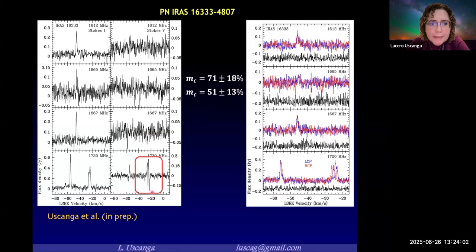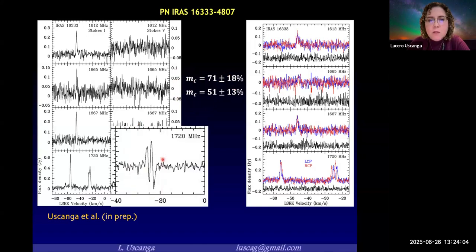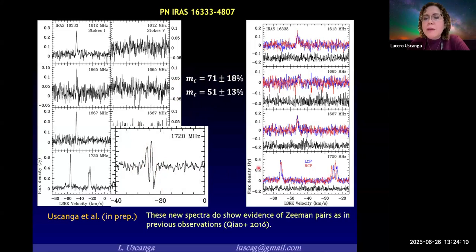If we zoom in into this transition at 1720 on the Stokes V, we see this pattern. And if we observe in detail the circular polarization, the left and right in blue and red, we see again this shift. So these new spectra do show evidence of Zeeman pairs as in the previous observation of Kiao and collaborators. We estimate a magnitude of the magnetic field between 2 and 11 milligauss.